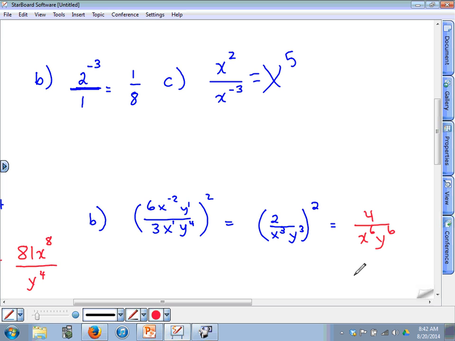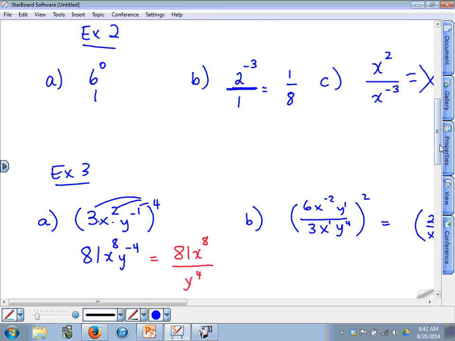All right, that's all the exponent stuff we need. Let's get into radicals.